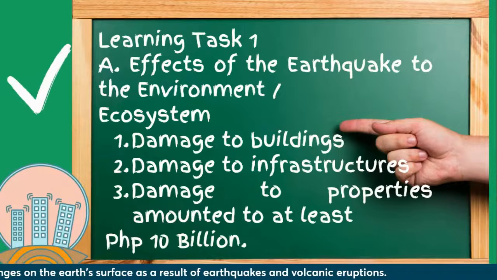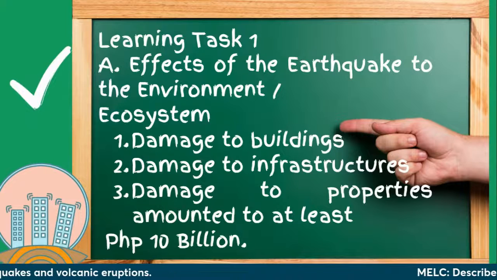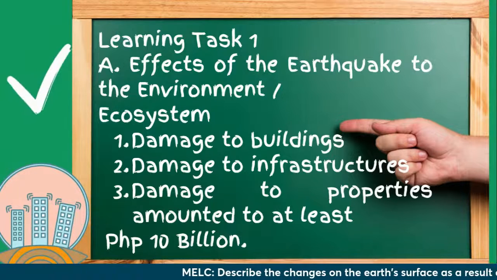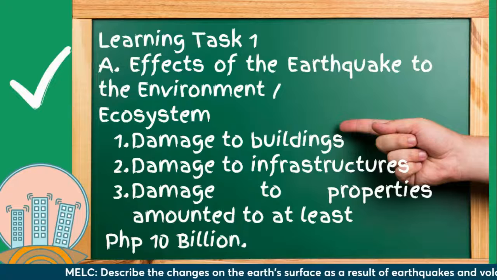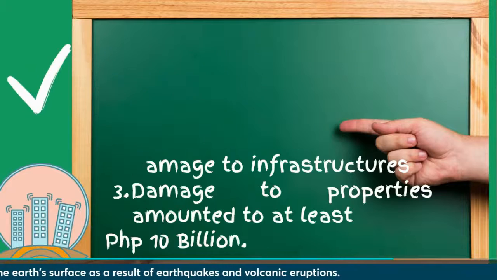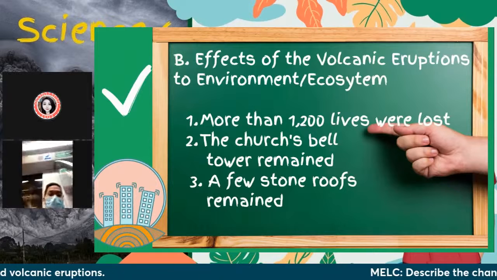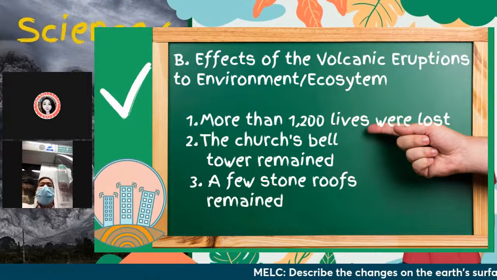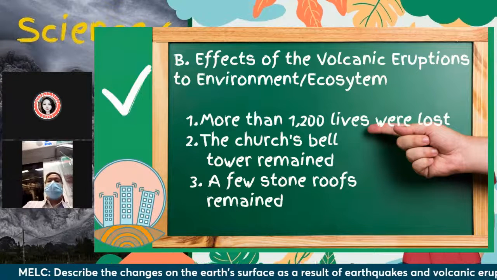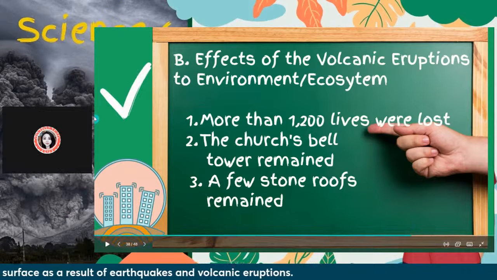Learning task 1. A, effects of the earthquake to the environment or ecosystem. These are the answers. Damage to buildings, damage to infrastructures, damage to properties amounted to at least PHP 10 billion or 10 billion pesos. This is the answer for letter A. Letter B, effects of the volcanic eruptions to environment or ecosystem. 1, more than 1,200 lives were lost. Number 2, the church bell tower remained. And number 3, a few stone roofs remained.